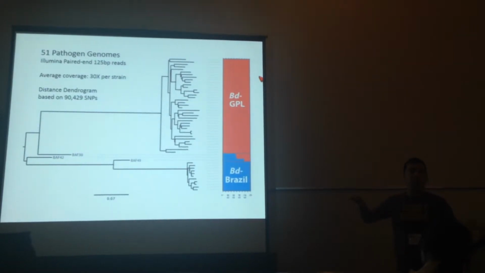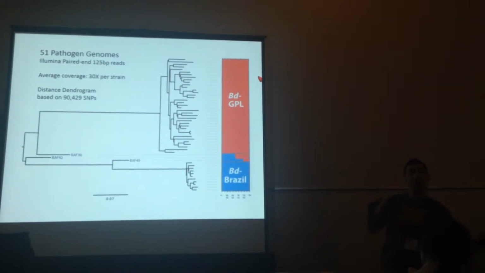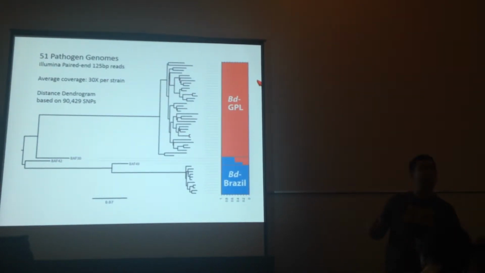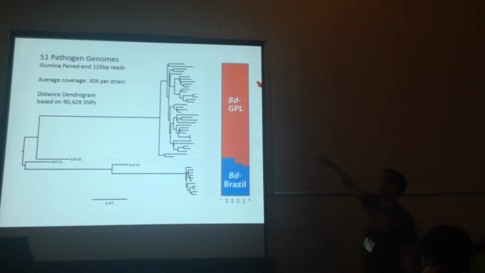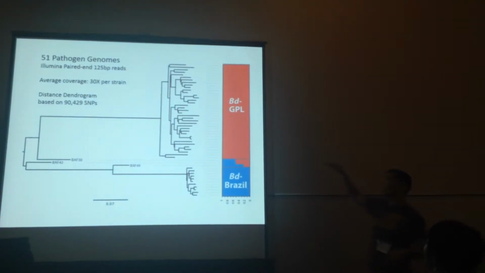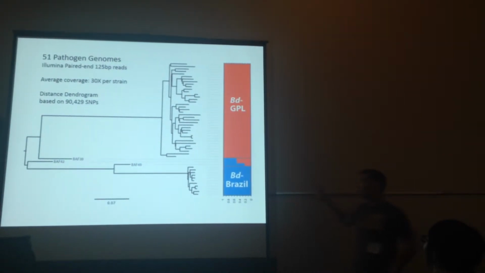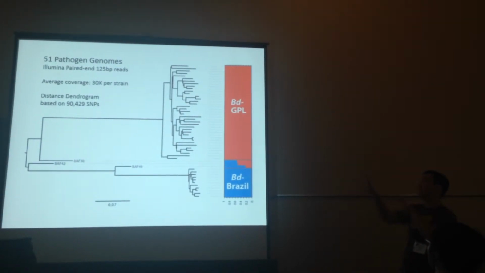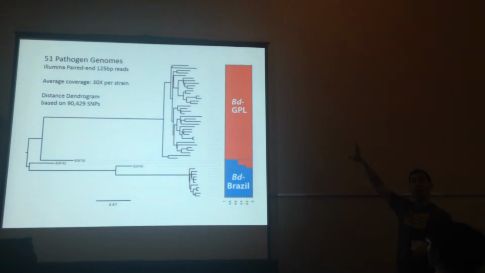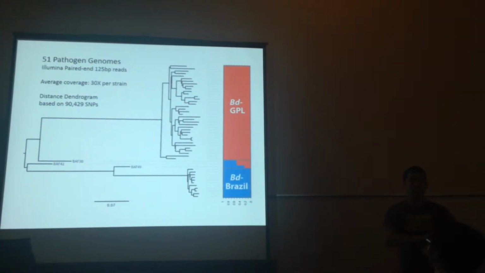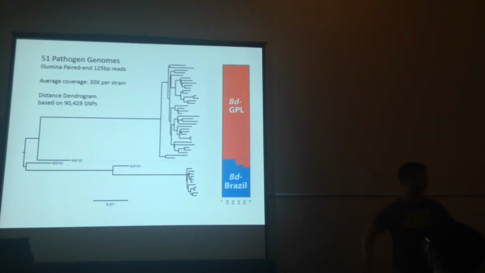This diagram is showing genetic relationships between those 51 strains inferred from distance across 90-some thousand SNPs, and the associated structure analysis for these isolates on the right. You can see pretty quickly the deep divergence between the global pandemic lineage here in red and the endemic Brazilian lineage in blue. But these are not the clones you're looking for.